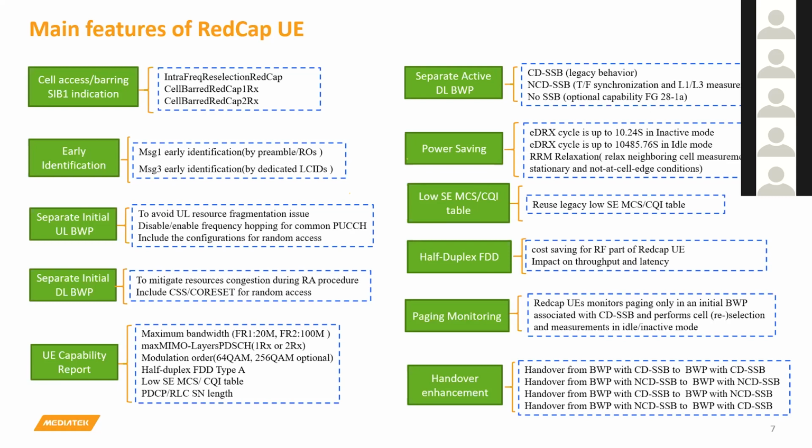To minimize uplink resource fragmentation for eMBB UE, a separate initial uplink BWP is introduced for RedCap UE. The network can choose to disable frequency hopping for common PUSCH. For offloading purposes, RedCap UE can be configured with a separate initial downlink BWP during random access to avoid resource congestion in the initial downlink BWP shared with legacy UEs.